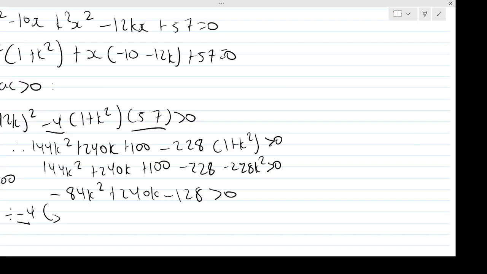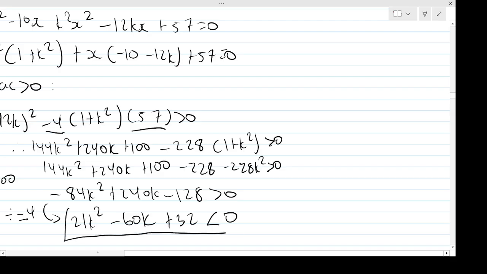Minus 84 divided by minus 4 gets me positive 21k squared. Then 240 divided by minus 4 gets me minus 60k, and then minus 128 divided by minus 4 gets me plus 32. Okay, and again, because we're dividing by a negative, we need to reverse the inequality, and there we are. That's the inequality we get.